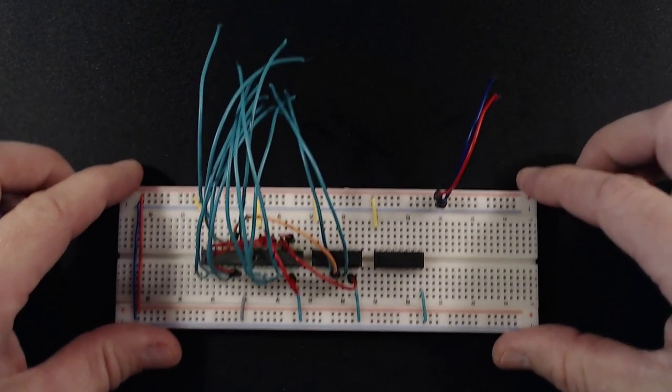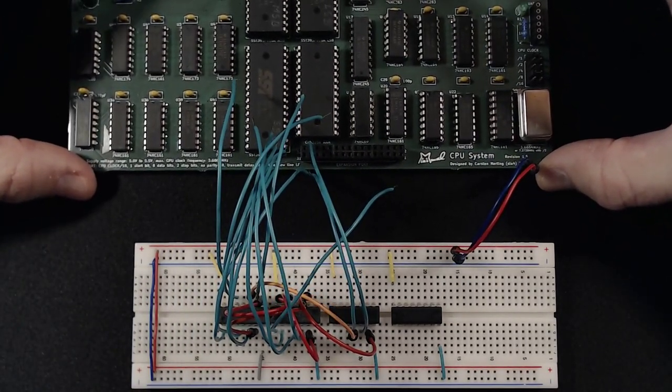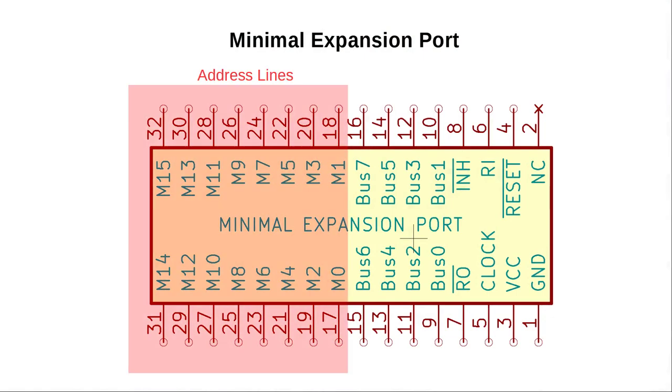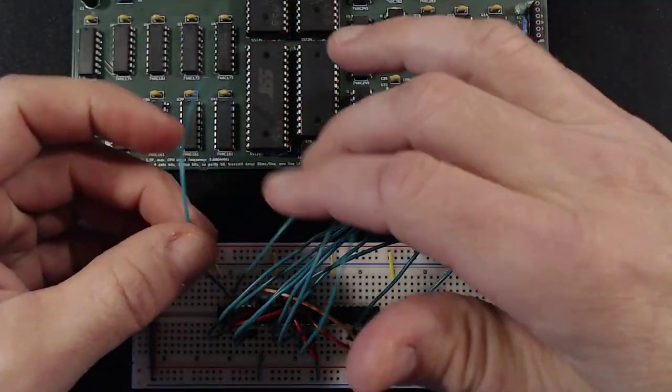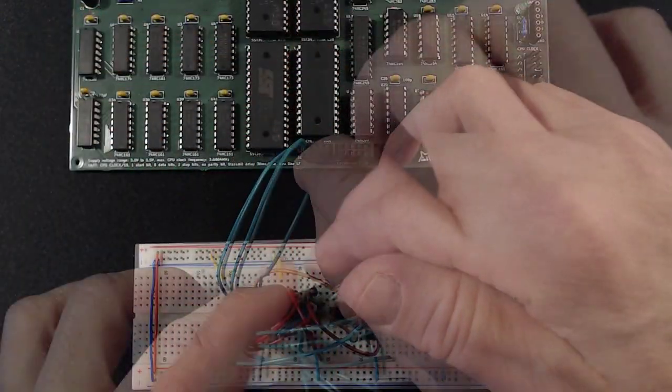Let's now take a look at the pinout of the minimal's expansion port. All the memory address lines are on the left side, shown in red, and next to them in the middle, in blue, we have the bus lines. On the right hand side we see the clock and the RAM in and RAM out signals. And there's this INH or inhibit signal. We'll come back to that later and start with connecting the memory lines.